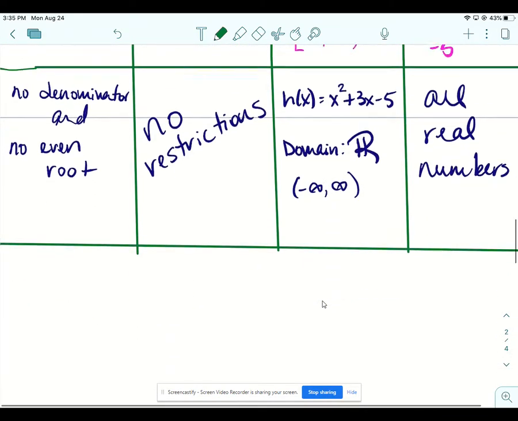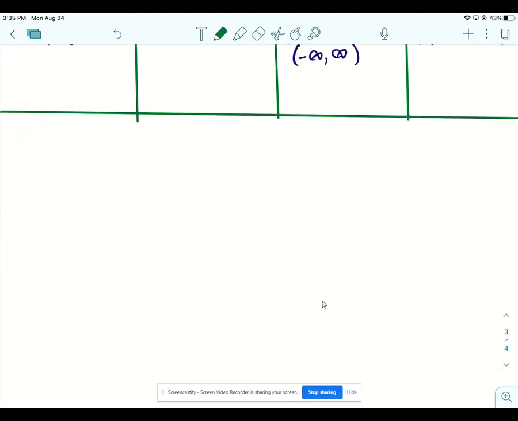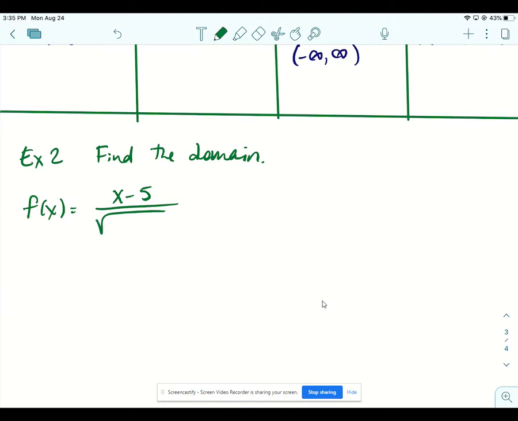All right, I'm going to do one more example that's not covered in the table because it's kind of like a double issue. So for example 2, we're going to find the domain of f of x equals a fraction. The numerator is x minus 5. The denominator is the square root of x minus 2. Now I'm going to go ahead and tell you that they really like to put these on the ACT. So don't be surprised if you see an ACT question like this.